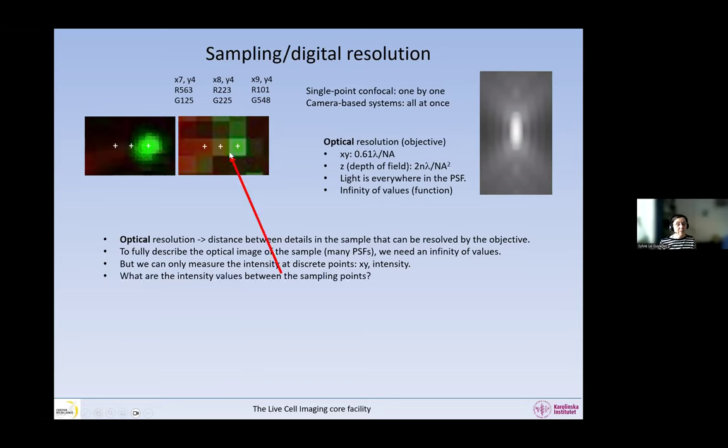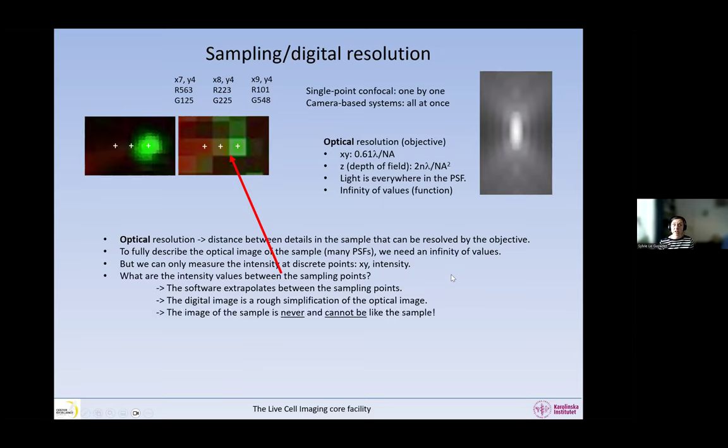But what happens here in between? We are measuring here and we are measuring here. What is the intensity in between the sampling points? Well, the software extrapolates between the sampling points to be able to reconstruct the image. So a digital image is a very rough simplification of the optical image.